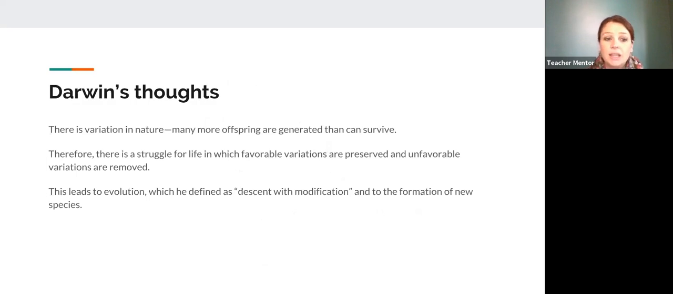And so this leads to evolution, which he thought he could define as descent with modification. Modification being some type of adaptation to what they already have. And then we would get the formation of a new species. And in Darwin's finches, we would get multiple populations.